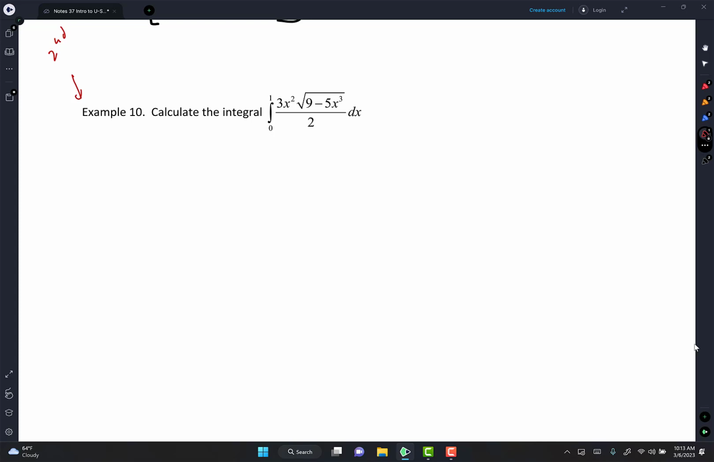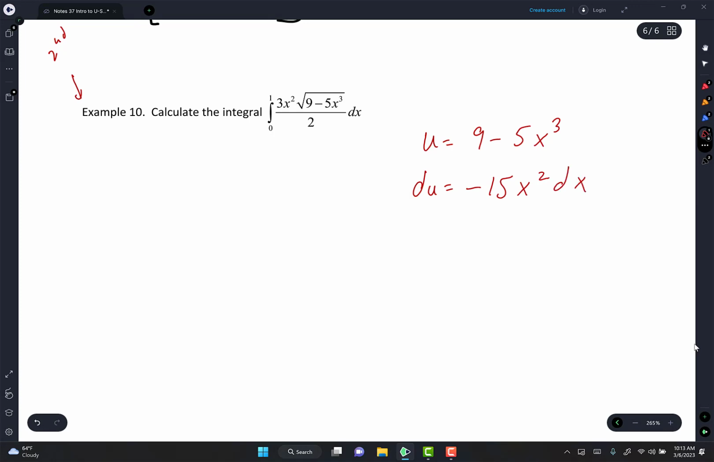So here's what we're going to do. U, and make it the whole expression. 9 minus 5x cubed. So when we take the derivative, du, the derivative of 9 as a constant goes away. 5 times 3 is 15. So -15x squared dx. Here's what I would do. I would take that 3, or unless you want, no, I would take it out. I was going to say multiply it by 5 and then put a 1/5 or a -1/5. But now I'm just going to take the whole 3/2 out. Is that okay with you guys?